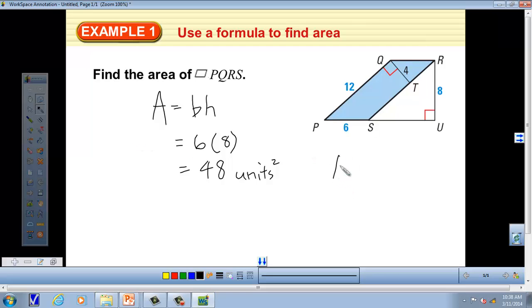The other way that we could solve this is by looking at PQ as being a base. Now PQ and SR are parallel. Again, we're going to do base times height. The base here is 12, and the distance between the two bases is 4. So again, we should get the same answer either way. We get 48 square units.